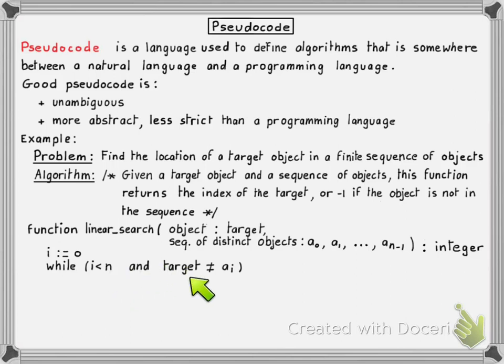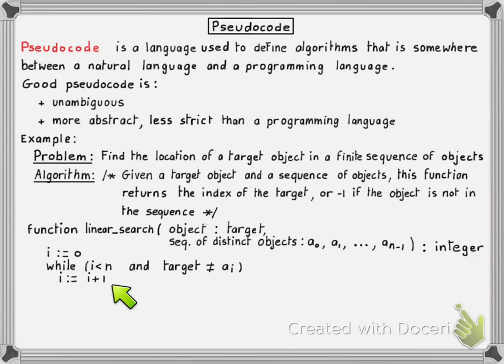And when have we found the target? When a sub i, which is our index variable, is equal to the target. So while that's not the case, and we haven't reached the end of the sequence yet, we just look at the next element. In other words, we increment the variable i by 1. And this line is the only instruction in the body of the while loop.